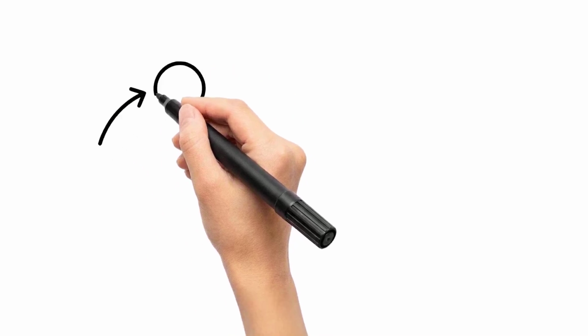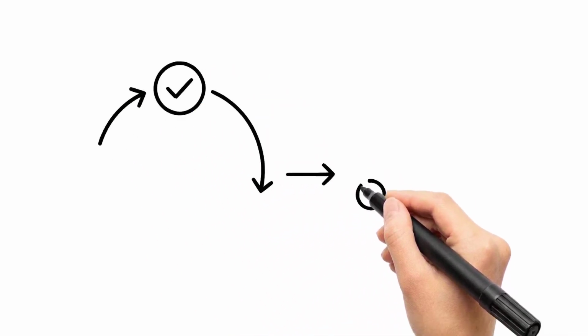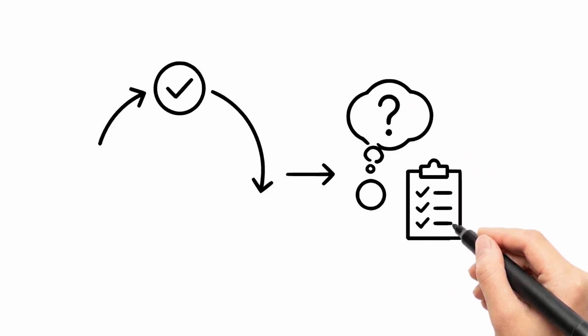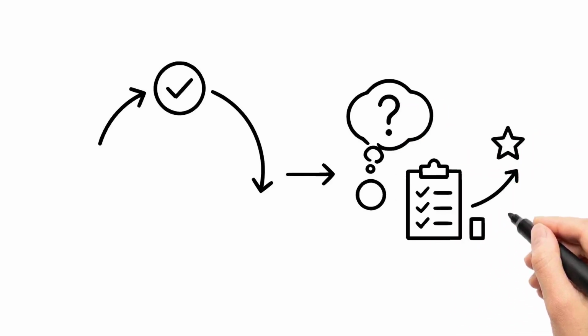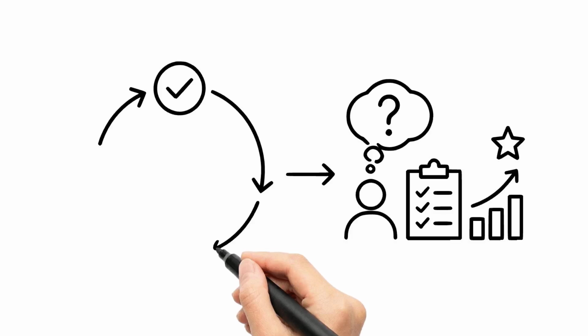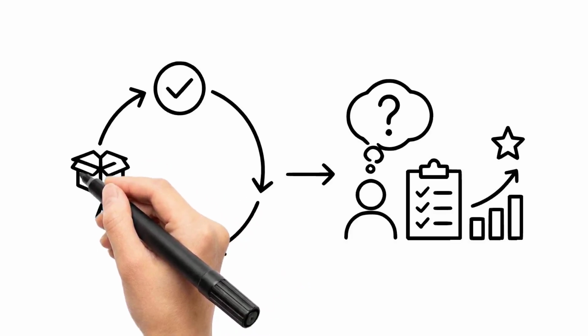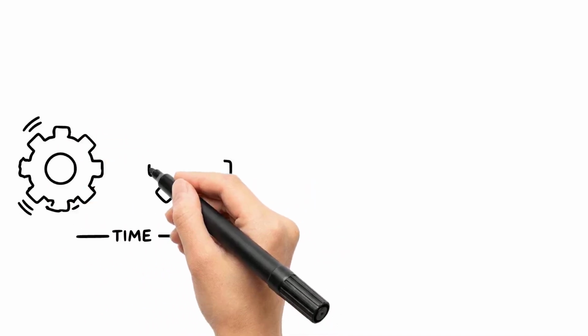Now, let's explore continuous improvement. After each remediation cycle, teams review results. What worked smoothly? Where were delays? What tools or processes caused friction? This reflection helps refine the next cycle. Over time, the process becomes faster, leaner, and more reliable.